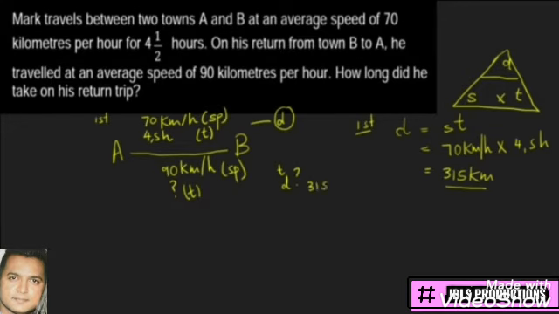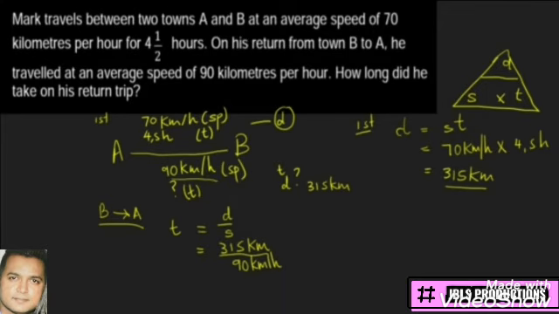So we know our speed, we know our distance, so all we need to do is work out the time. So let's work out the time for the distance, that's B to A. Right, so we are working out the time. So your formula states that time is equal to distance over speed. So what's our distance? 315 kilometers, and our speed is 90 kilometers per hour. Now remember, that's what he used for the second half of his trip.